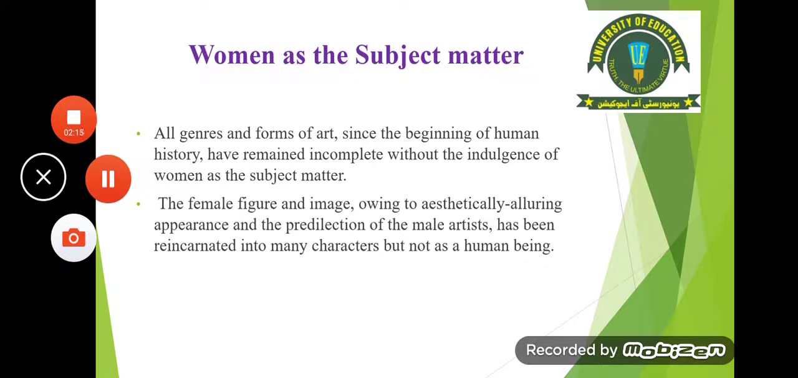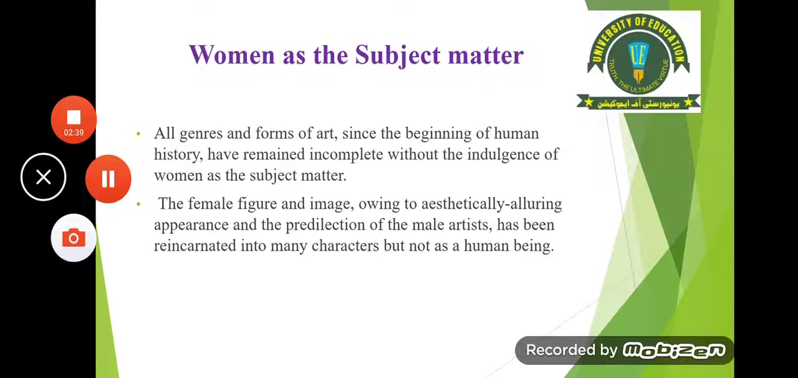So first we will discuss the woman, the figure of woman, and how it has been used in painting, especially by Pakistani artists. How they used to look at the female figure and how they are using it in their paintings. Woman as the subject matter.